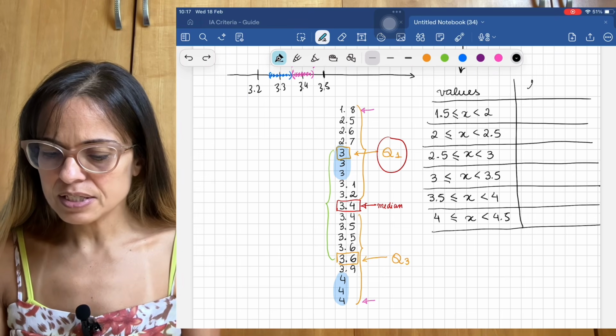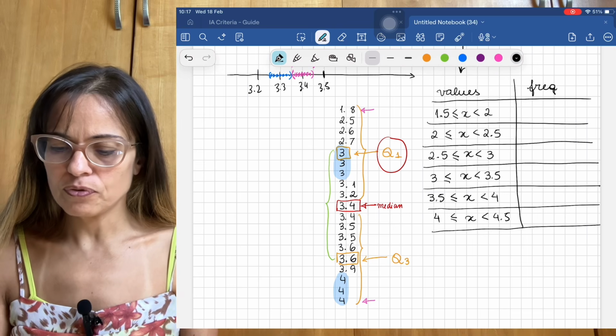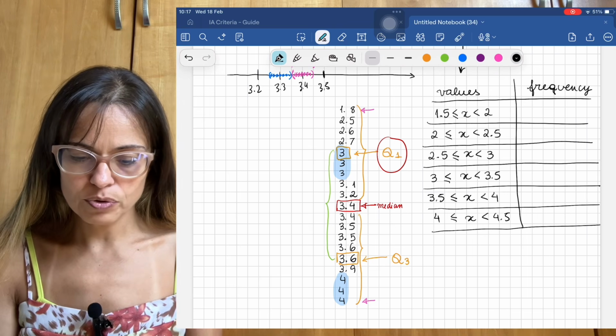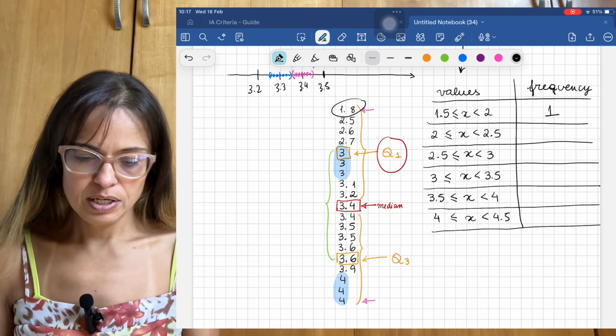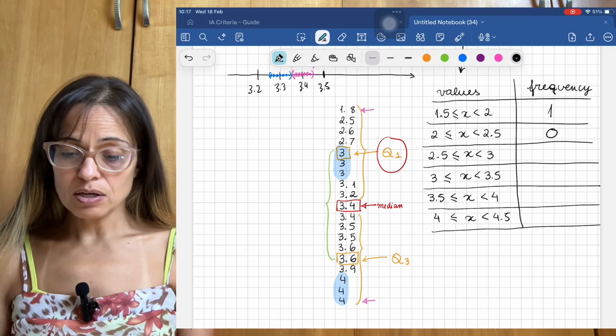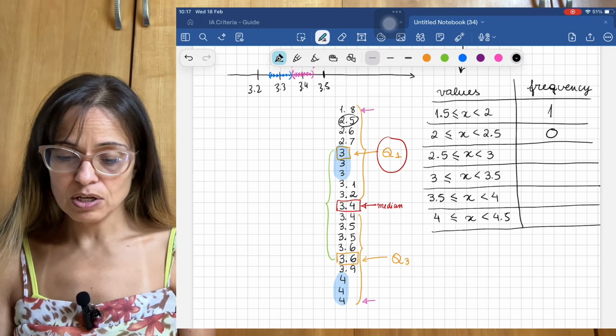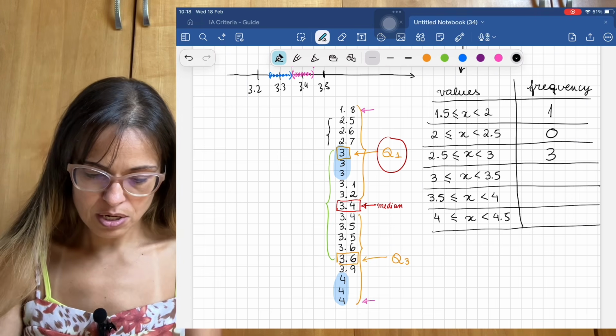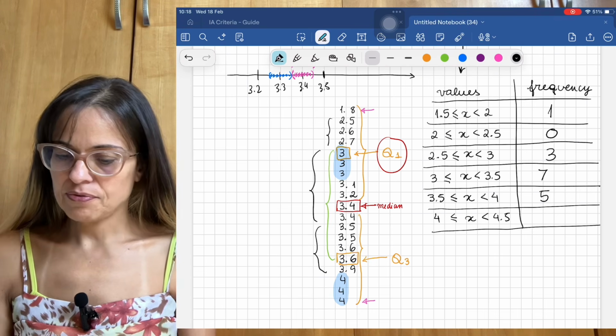But the point is that this is like a frequency table. We put frequency here and we just count how many are in each category. So we have 1 here, nobody in this category, okay, because the 2.5 is actually going to count for the next category. So 3 here, 7, 5, and 3.